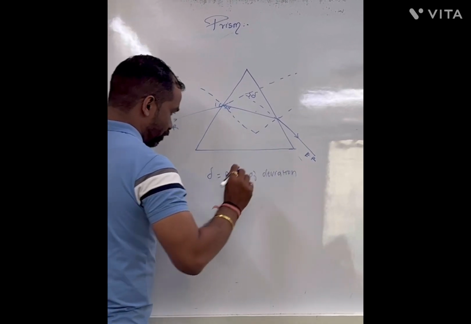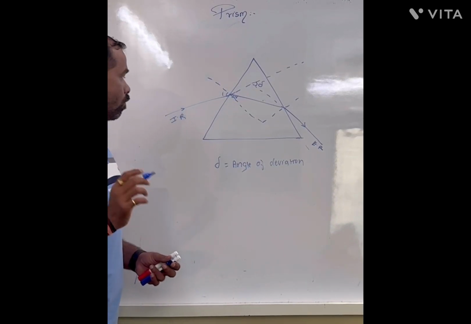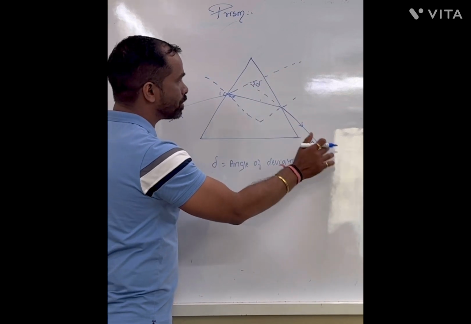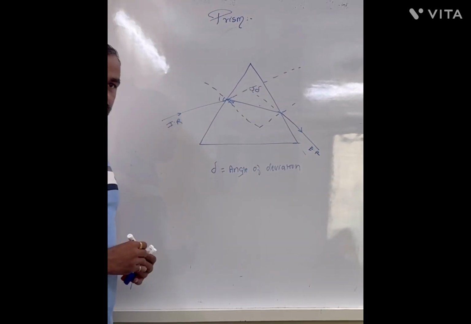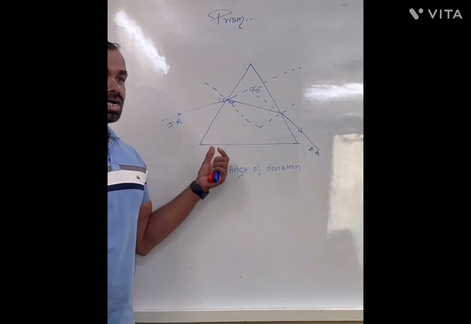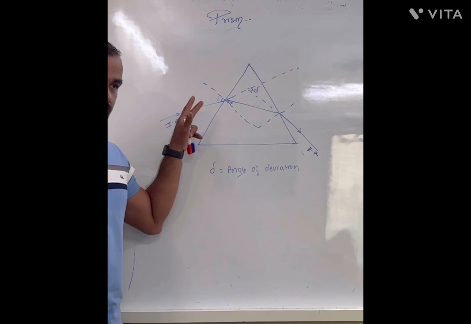Okay, so definition of angle of deviation. Angle of deviation is the angle formed between path of incident ray and the emergent ray produced backward. Okay, so what is angle of deviation? It is the angle formed between path of incident ray and the emergent ray produced backward.